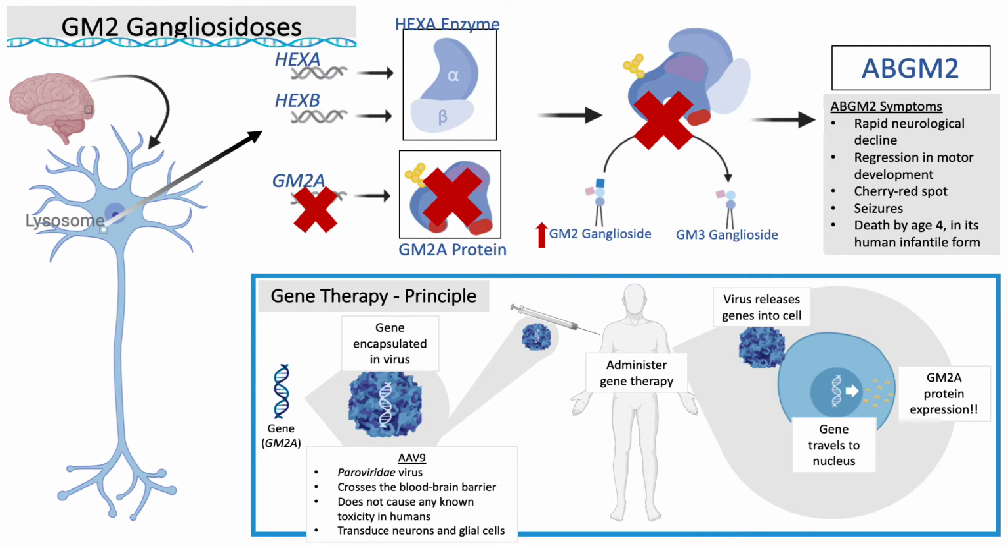I'll now turn your attention to the blue box in the bottom to go through the principles behind our proposed gene therapy. So by encapsulating the otherwise mutated gene, GM2A, into a viral vector, in this case the adeno-associated viral vector serotype 9, or AAV, we can then administer that to patients that are affected by ABGM2. On a cellular level, the virus will release the genes into the cells, where the gene will then travel to the nucleus and eventually result in GM2A protein expression.